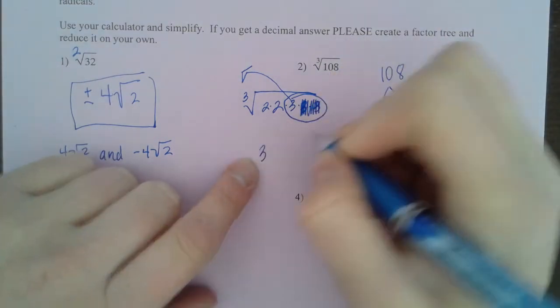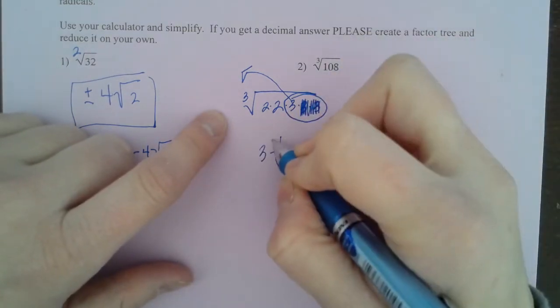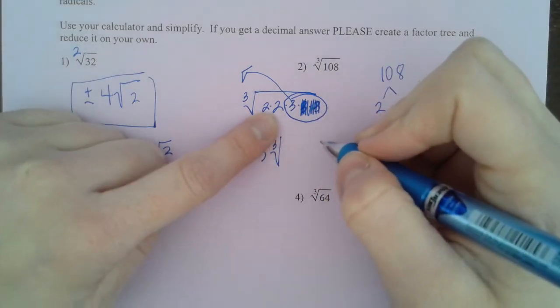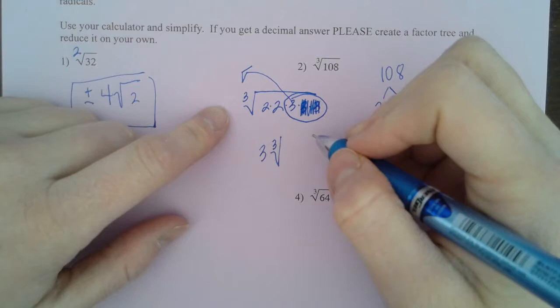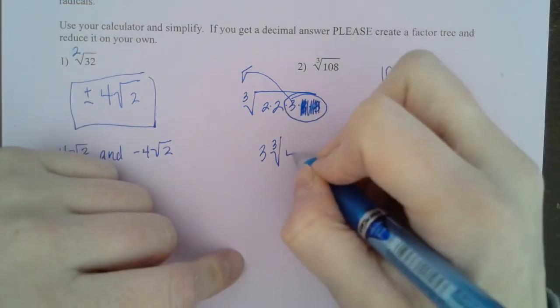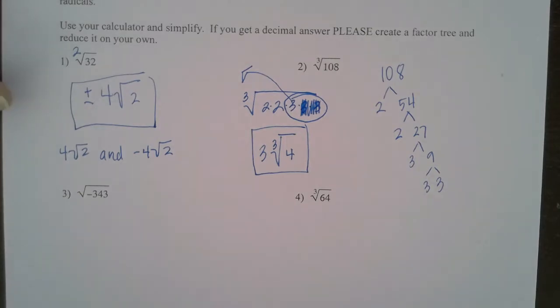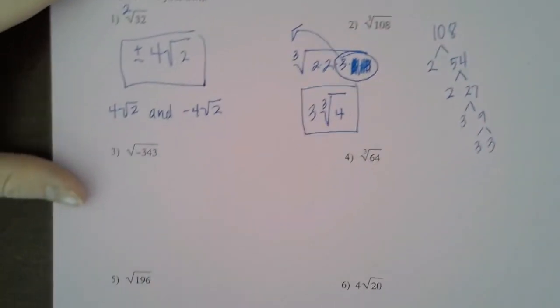So we have that 3 out. Nothing else is going to go out. Then I write my root with my 3 on my shelf. And then we're just going to multiply these guys that are trapped underneath our radical or our root, and 2 times 2 is 4. And here's your answer. Remember, for cube roots, we don't have plus minus, that's only on square roots.